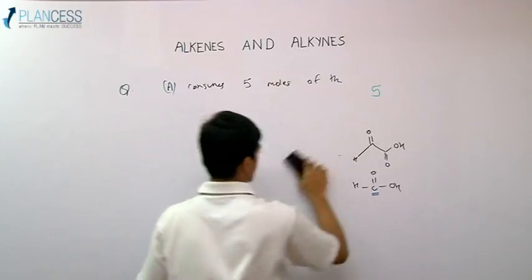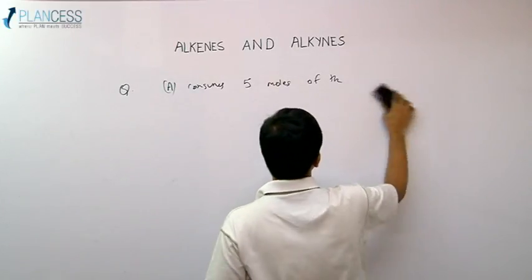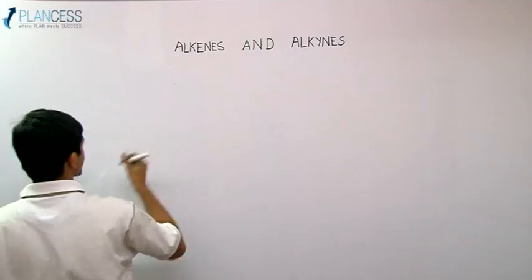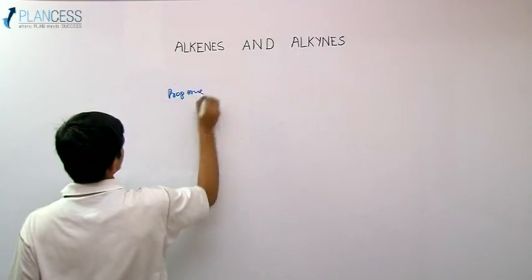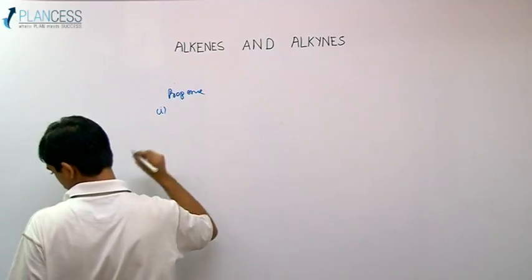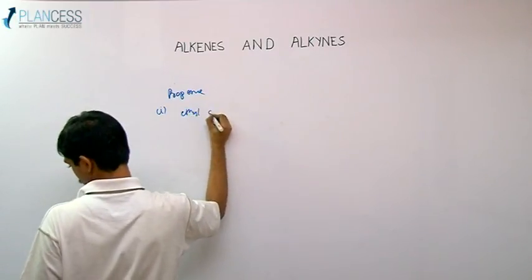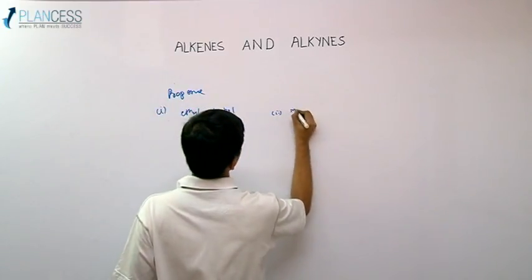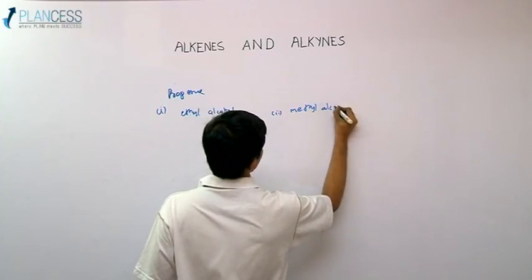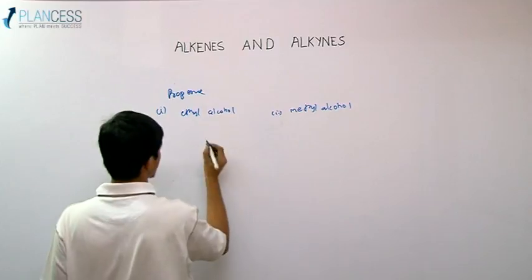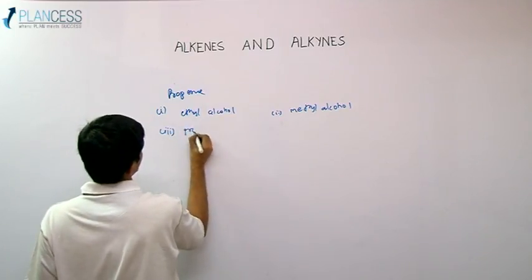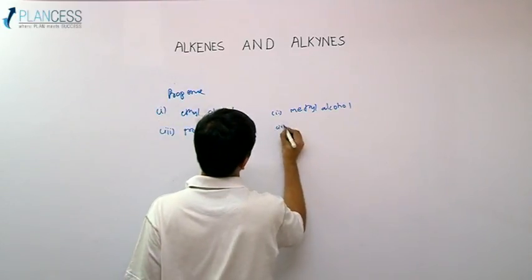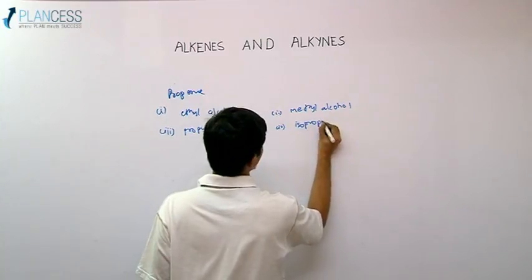Now let us do the next question. The next question says, it is actually a multi-correct question, and it says that propene can be obtained from which of the following compounds. The first compound is ethyl alcohol. The second compound is methyl alcohol. The third compound is propyl alcohol. The fourth compound is isopropyl alcohol.